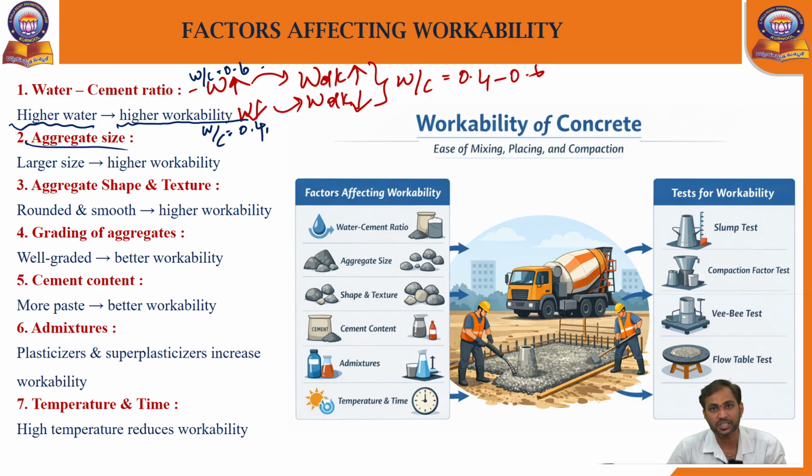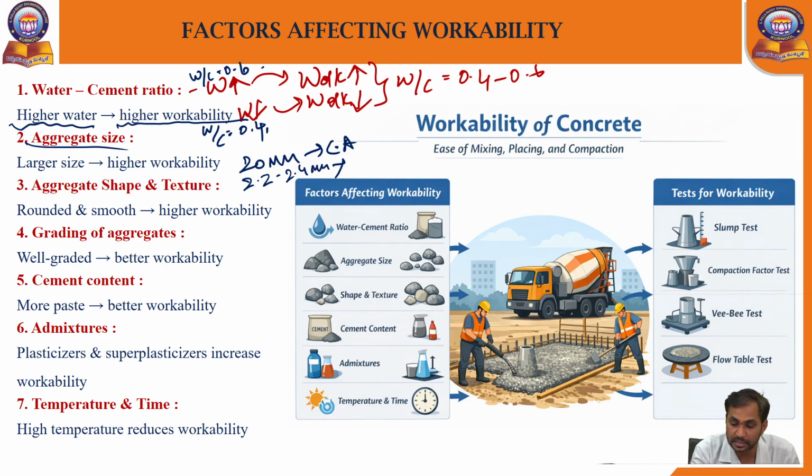For construction purposes, 20 mm size of coarse aggregate is going to be considered. For fine aggregate, 2.2 to 2.4 mm, which is nearly medium sand. If you take larger size aggregates, the workability will be very high, so not the larger size. It depends on the aggregate sizes we take. Mostly go for 20 mm, or for large structures 40 mm plus 20 mm.